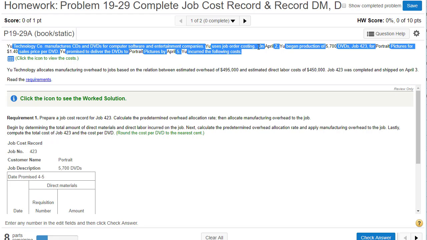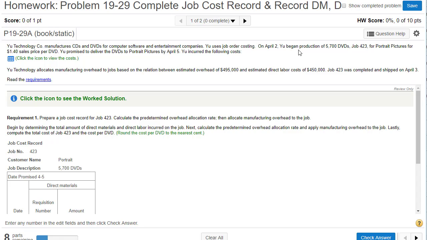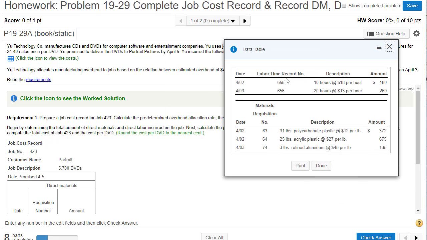So on April 2nd, U began production of 5,700 DVDs, which is job 423, for portrait pictures. And they're going to sell those DVDs for $1.40 per DVD. U promised to deliver the DVDs to portrait pictures by April 5th, and they incurred the following costs. So we have direct labor costs. Notice this is labor time record number, and then it says per hour. So this is direct labor.